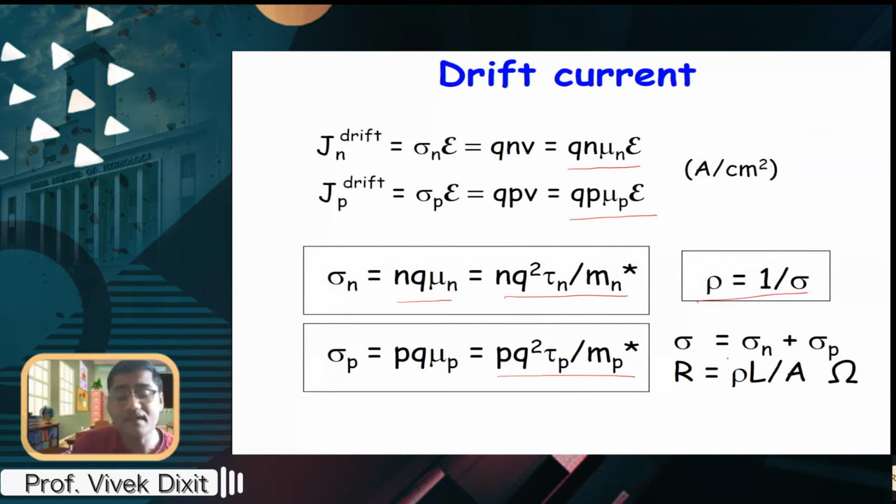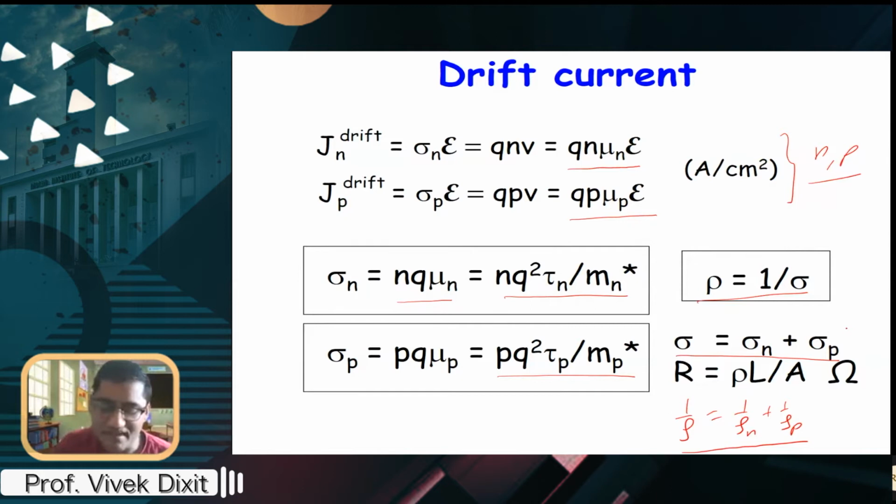And if a crystal has both electrons and holes, then your overall conductivity will add up. So sigma will become sigma n plus sigma p. Or you can write 1 by rho will become 1 by rho n plus 1 by rho p. So conductivity will add up, and the inverse of rho will add up to get the overall resistivity. Because these two carriers will increase the conductivity, right? So their conductivities will add. So resistivity adds as inverse, like a harmonic mean, right? It's not actually a mean, we are not dividing by 2. They're just adding up.